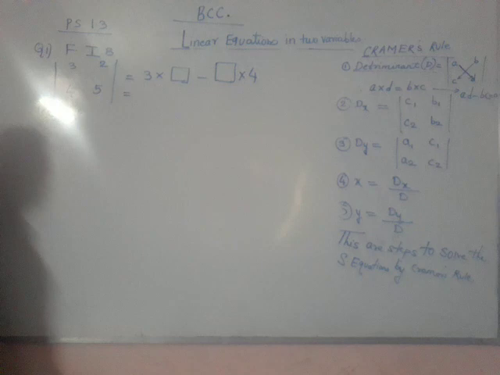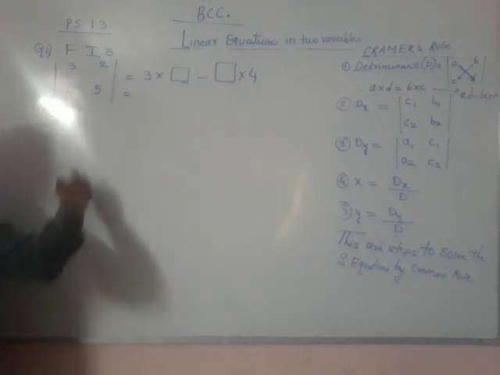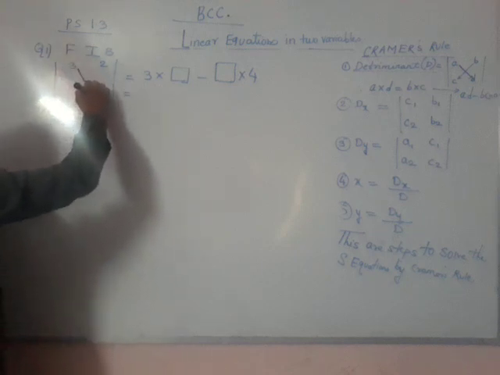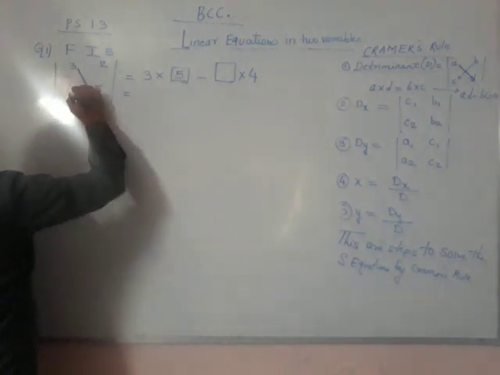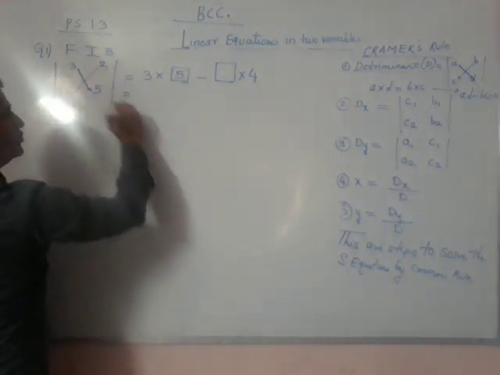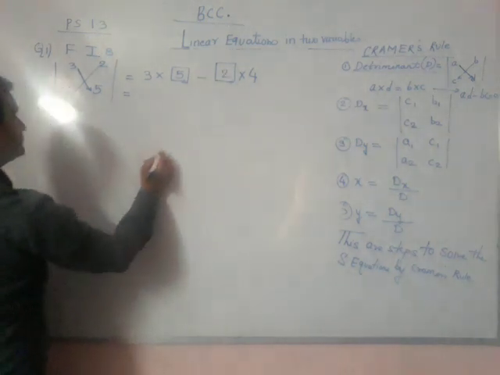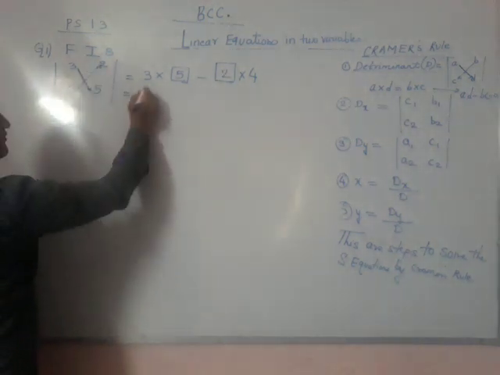Let us calculate now. Let us fill up the boxes now. So all of you know cross multiplication. 3 into 5, so write down 5 here. 4 into 2, so write down 2 here. Yes. Come on, the final answer.